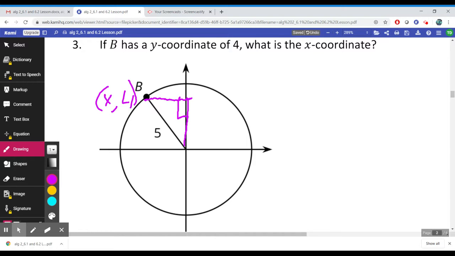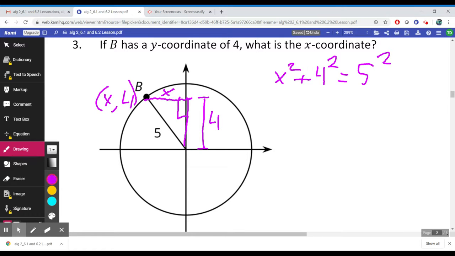So the y-coordinate always tells us the height. That means that this distance is 4 units. We don't know what the x-coordinate is, so I'm just going to call that x for now. And again, we're going to plug this into the Pythagorean theorem. So our unknown side squared plus our leg with length 4 squared has to equal our hypotenuse squared.